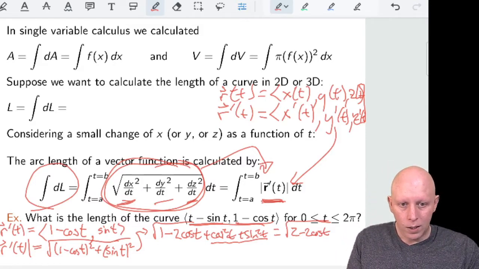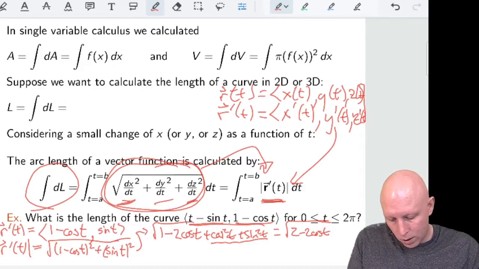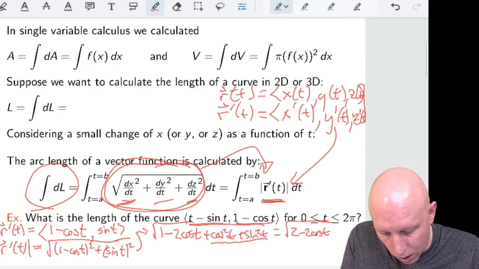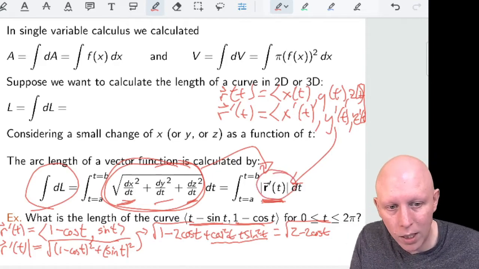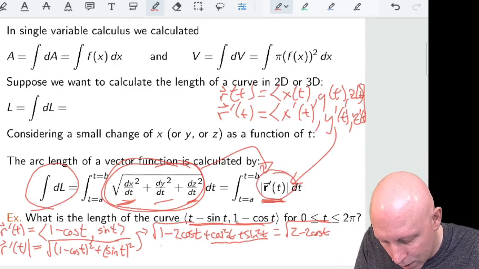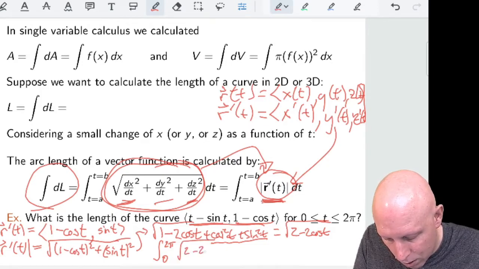All right. So this is the length of r prime of t, and so what we need to do now is take the integral from t goes from 0 to 2 pi of the square root of 2 minus 2 cosine of t dt.